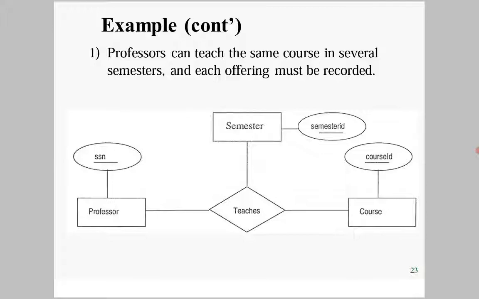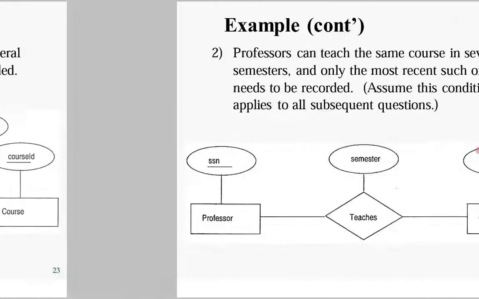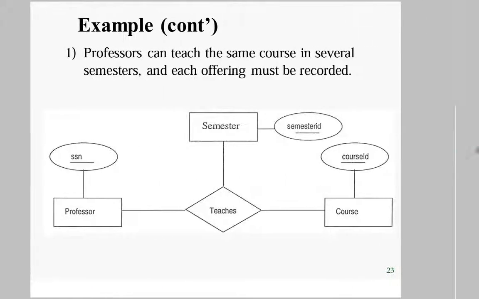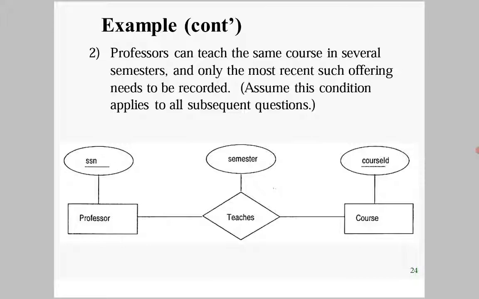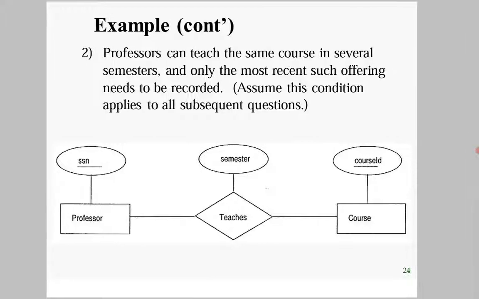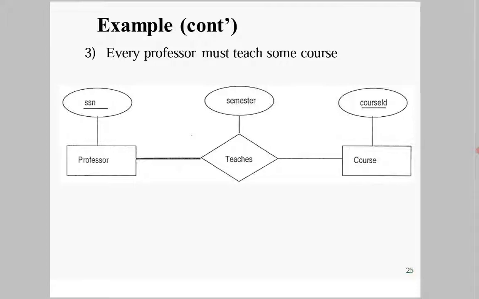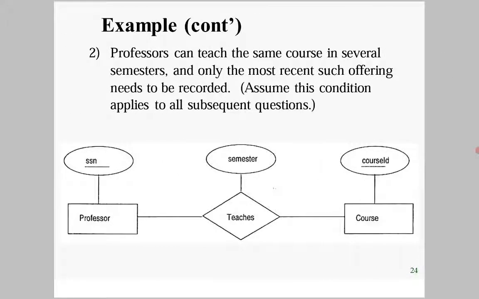Here three entities are used: professor, semester, courses. So generally a professor teaches courses in each and every semester. We may write this diagram in another way, like professor, courses. Professor has some SSN number, teacher has some semester number, and courses have some course ID. This is another way to write the same example.